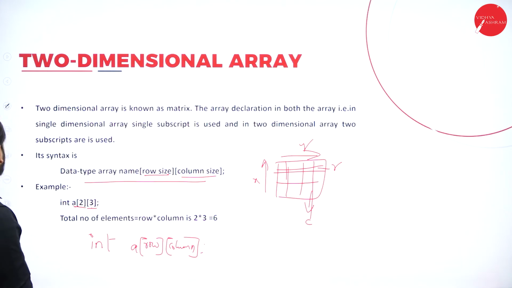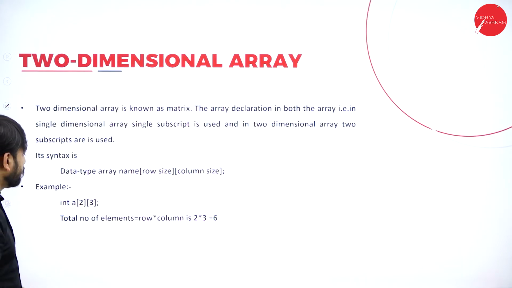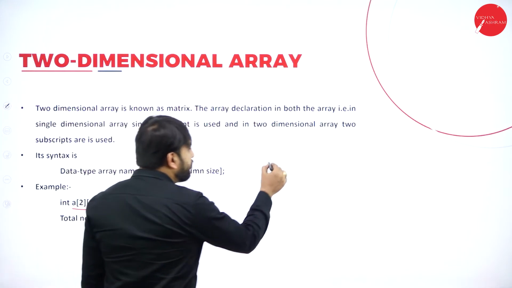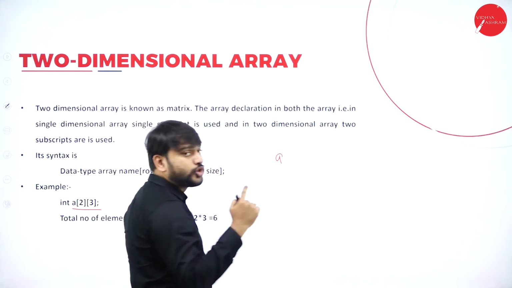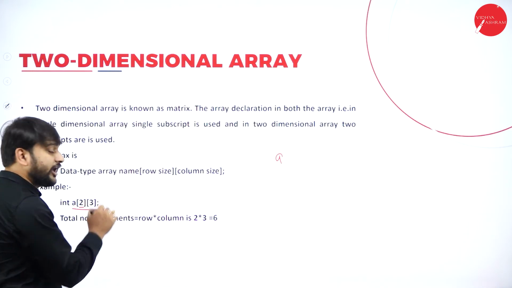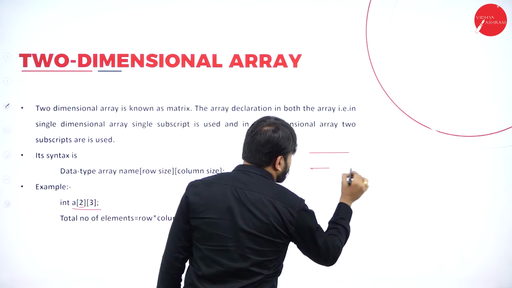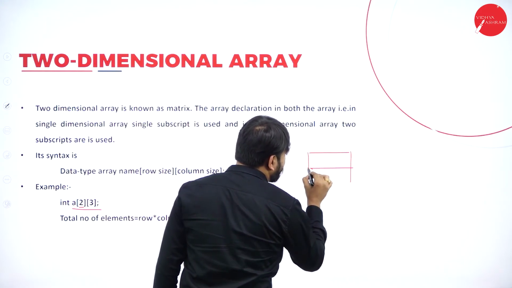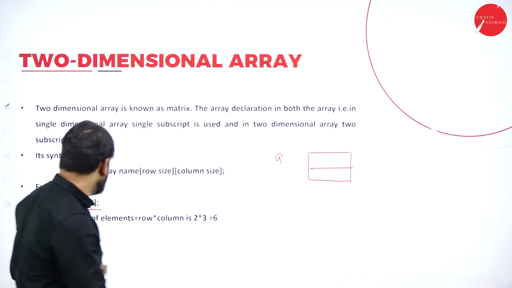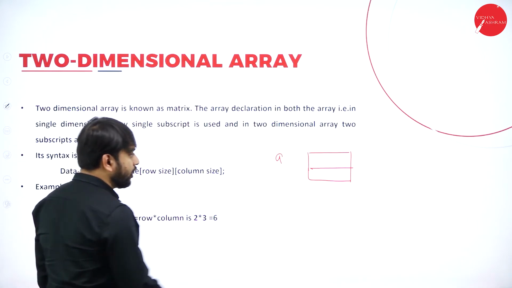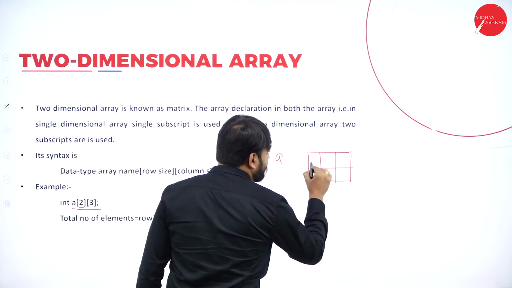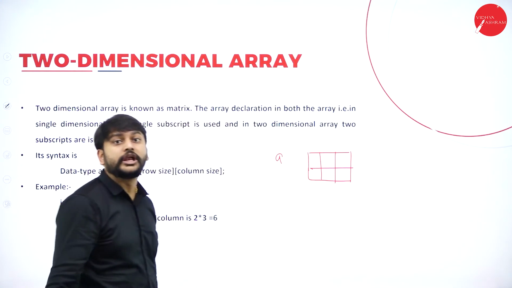Say, for example, let me take an example and explain. I have A of 2 of 3. This is a matrix. How many rows should I have? I should have 2 rows. How many columns should I have? I should have 3 columns, 1, 2, 3. So this is what you need to understand.